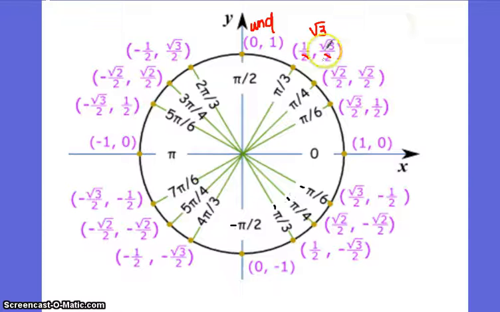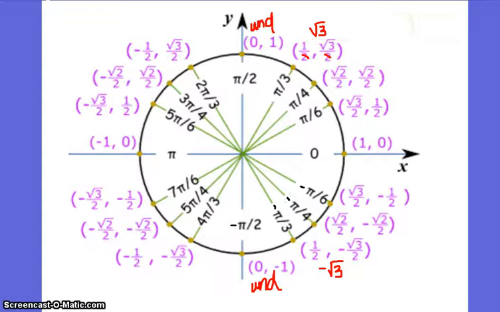Where else would square root of 3 happen? Down here, only it would be negative. So at negative pi over 3, we have negative square root of 3 for our tangent. Notice again that it's a reflection. And same thing here, this is a reflection of 0, 1, so this would be undefined for tangent.